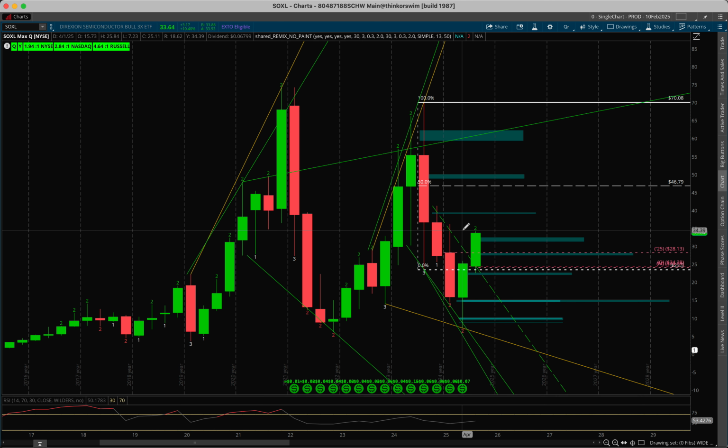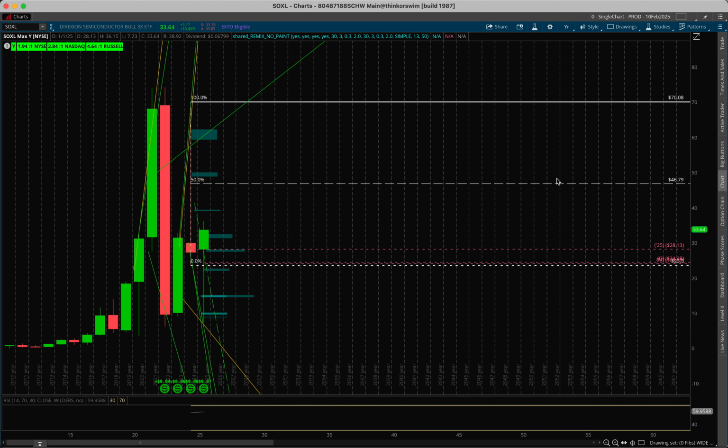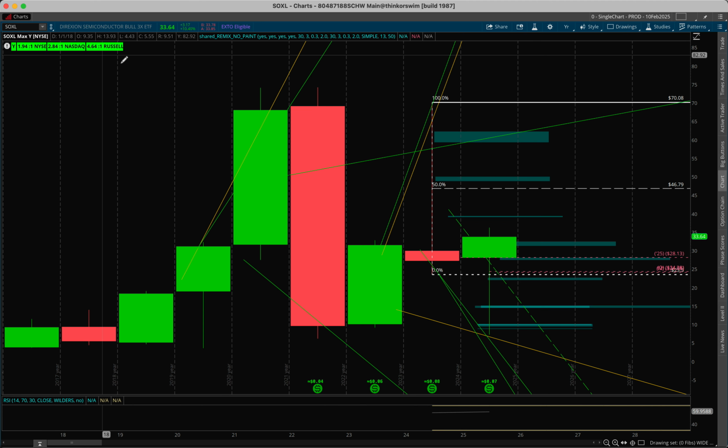It probably wouldn't happen in a month. It would probably take multiple months to get there if it does happen. But that would be the target for that move. So not saying that that's going to happen. We're not in the business of predicting. If we get there, we'll see what happens when we get there, and we'll be ready with our triggers and targets at that time. But just kind of talking about what could happen.